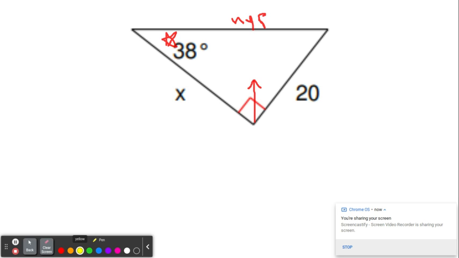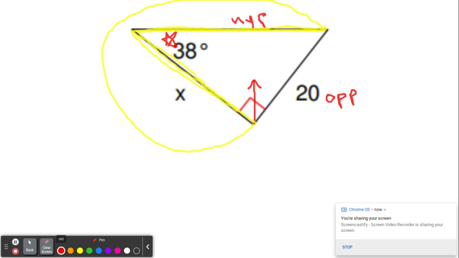So if I use my Pac-Man method, I trace out the given angle. That becomes Pac-Man's mouth. I connect the edges of his mouth using my circle here, my major arc, and I can see that Pac-Man is eating the opposite side. So that means 20 is opposite, and that means x is adjacent. Once my sides are labeled, it's SOHCAHTOA time.